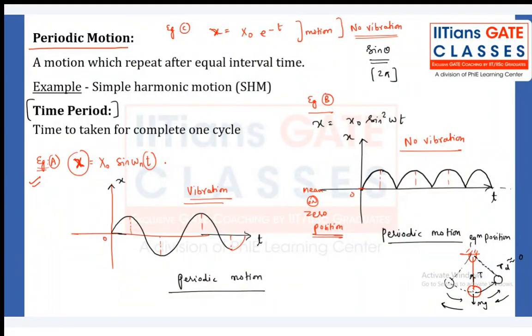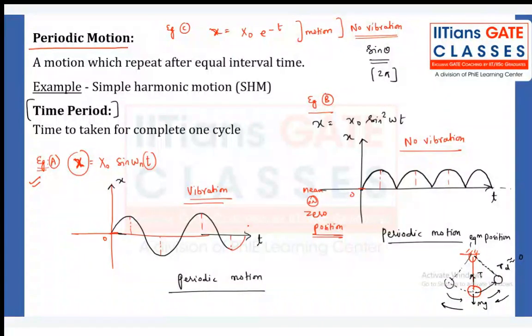Everybody knows what the period of sine is. It's 2π. After every 360 degrees, that function will repeat itself; that particular curve will repeat itself. So it is not only a periodic function, but it is doing to and fro motion about its zero position. You can see that it is going above, going down, going above, going down. The vibration will exist in that particular system. That is example A.